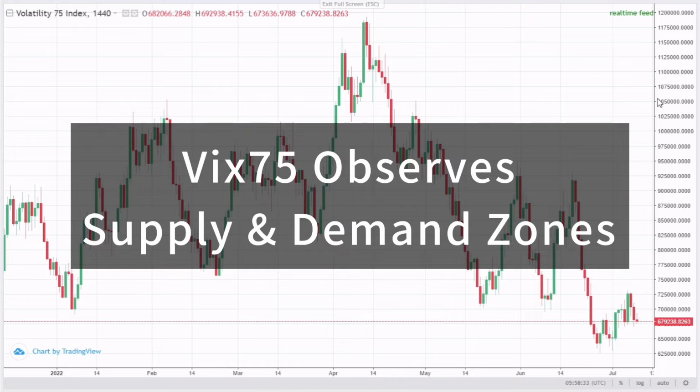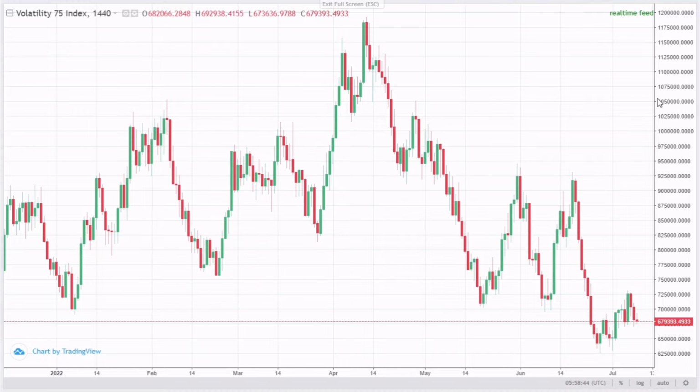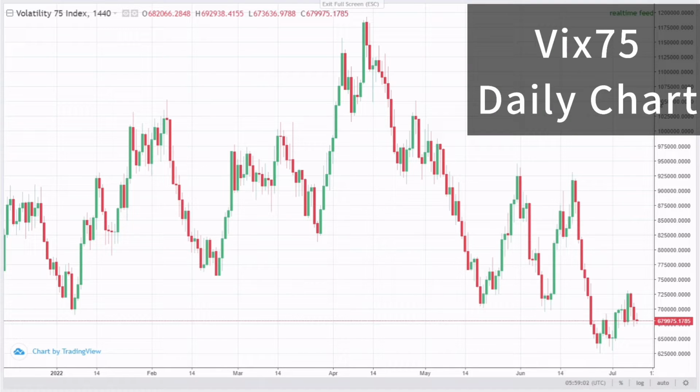Whenever you are in a trade, you can rest assured that when you reach these demand and support zones, VIX75 will observe them, and if your plan was based on these zones, your trade will go your way and you'll be happy. So let's get into it. If you look at the chart, this is the daily time frame for VIX75, and we're going to dissect this chart on the daily time frame.